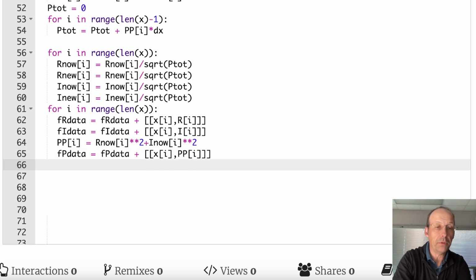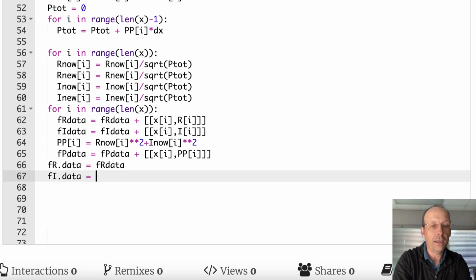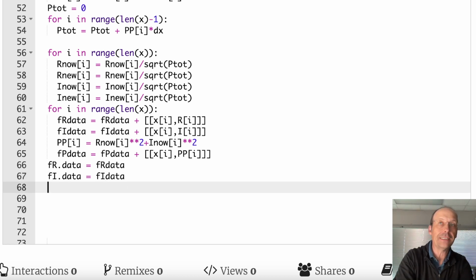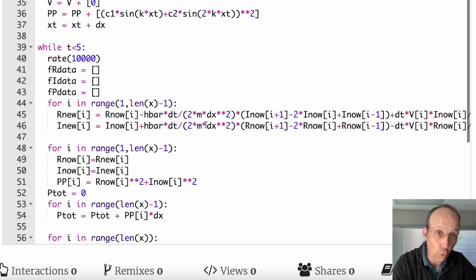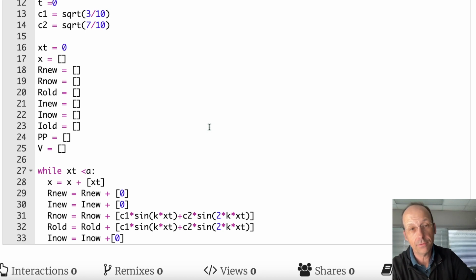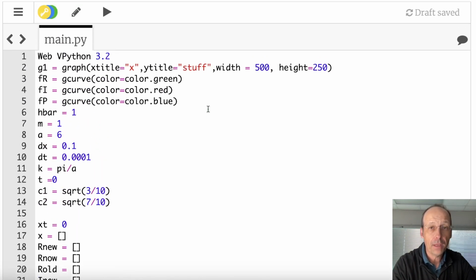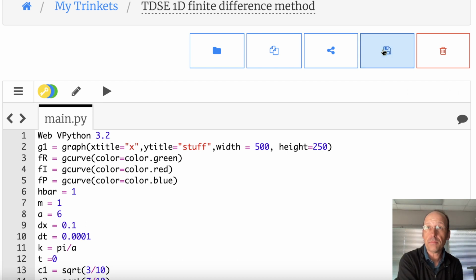All I need to do is now actually plot those. FR.data equals FR data, fi dot data equals fi data. You gotta emphasize that I when you say it. fp, I did call it p, dot data equals fp data. And now I need to increase time. T equals t plus dt. If this works, man, I'll be impressed with myself, because there's a lot of stuff. It's easy to make a mistake. I should save it. If it doesn't work, I don't know what I'm going to do. Actually, I know what I'm going to do.